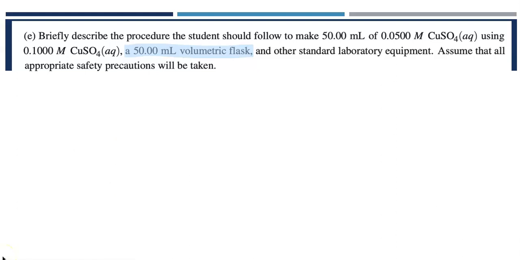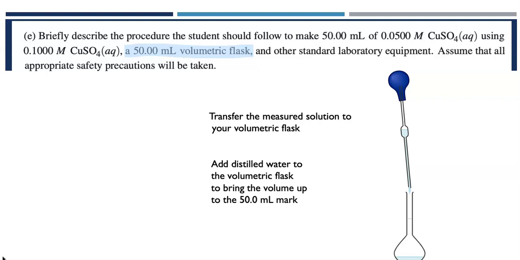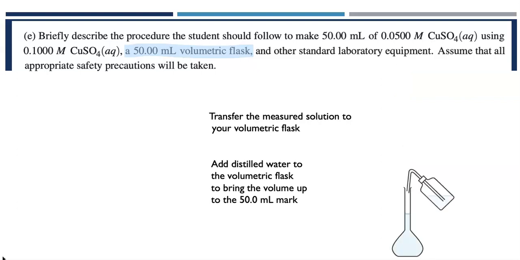What we need to do is transfer that volume that we measured with a 25 mL volumetric pipette into our volumetric flask. And then add enough distilled water to bring the volume up to the 50.0 mL mark. So we need that meniscus to be sitting right on that line. Really good technique is you'd fill it partially, invert several times to mix it well, and then finish filling it up.